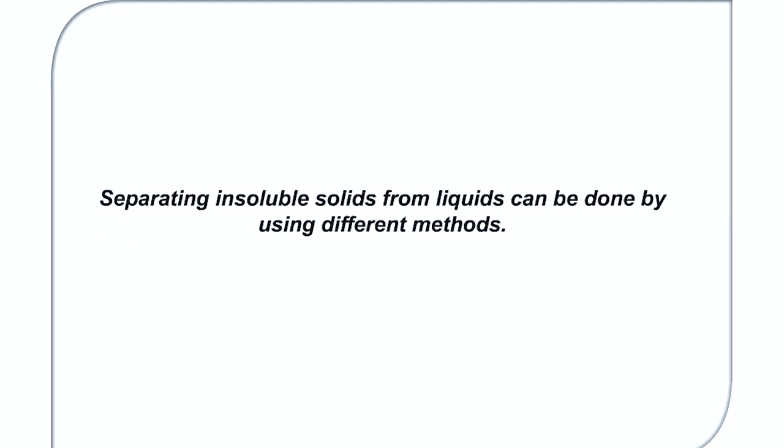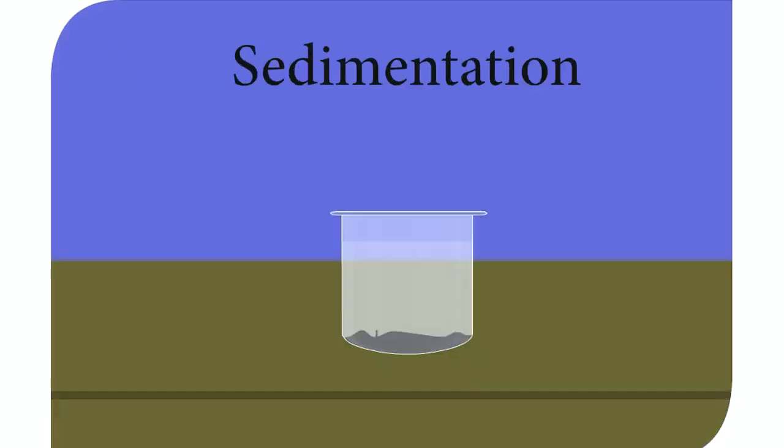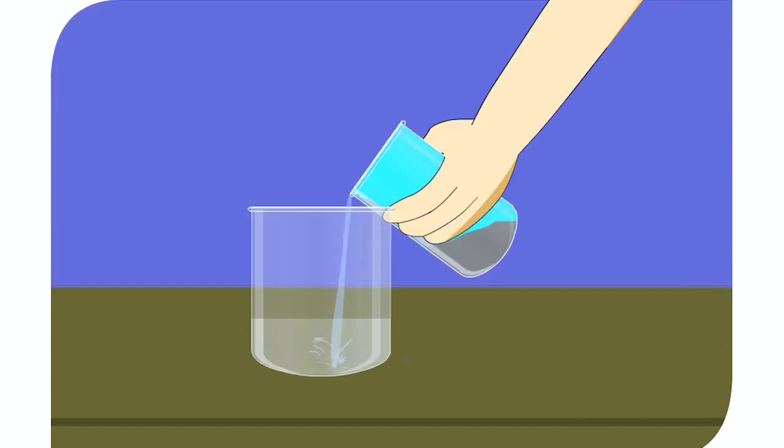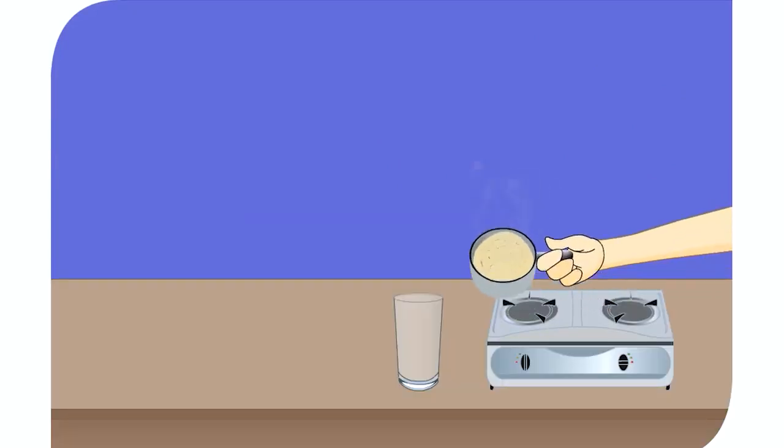Separating insoluble solids from liquids can be done by using different methods. Sedimentation. Insoluble solids like mud present in water settle at the bottom of the container when they are kept for some time. The particles that settle down are called sediment. Sedimentation is the process in which the heavier particles of an insoluble solid in a liquid settle down. Decantation follows sedimentation. It involves pouring out the liquid on the top carefully into another container without disturbing the sediment. Decantation is the process of pouring out the liquid without disturbing the sediment.